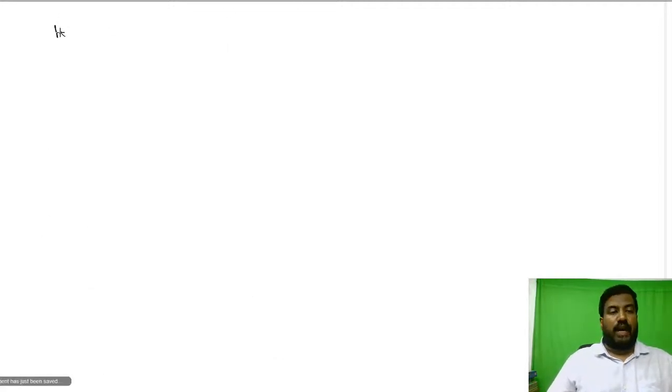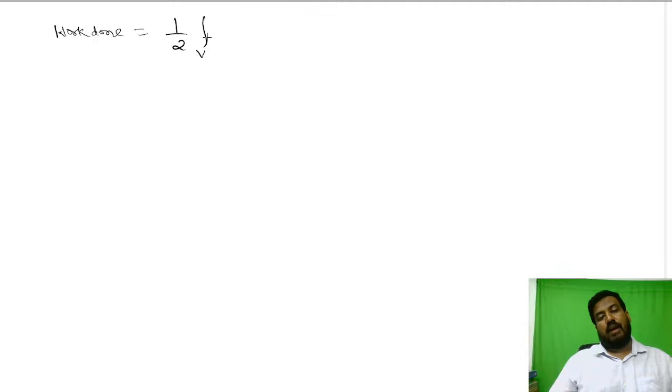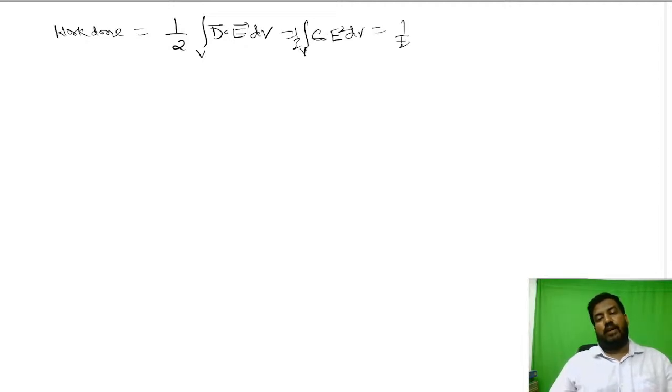And if you go for work done, it is half of volume integral D dot E dV, 1 by 2 volume integral epsilon naught E square dV, 1 by 2 volume integral D square by 2 epsilon naught dV.